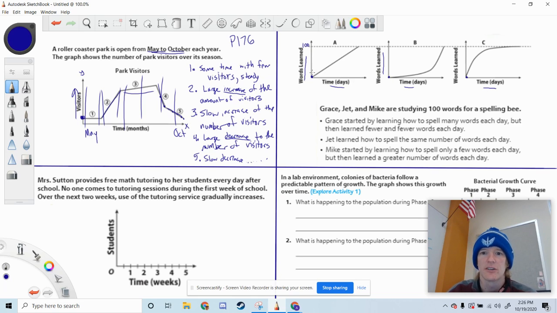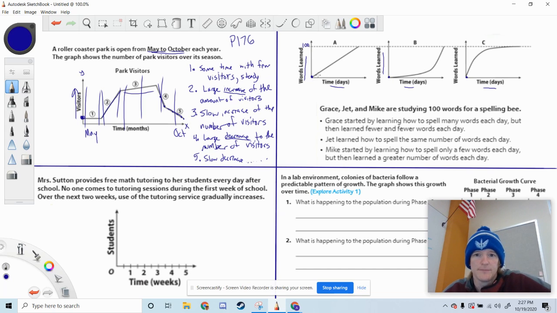So just looking at these, I'm not even going to read them yet. I can see that whoever it is in C learns a lot of words really quick, and then towards the end is learning maybe 1 or 2 words a day until they get to 100. Person B is your procrastinator, the person that puts things off until the due date. I'll maybe learn a couple. Oh, wait, the spelling bee is tomorrow? Okay, I better learn 40 words. I better learn 50 words. So that's what B is doing.